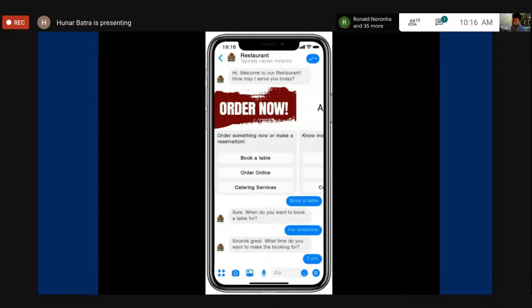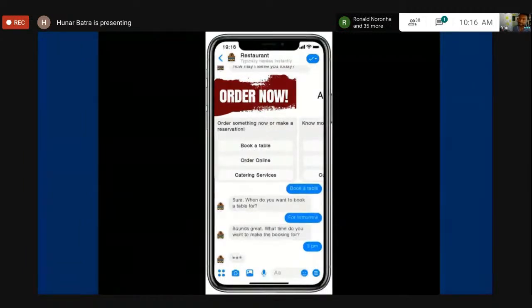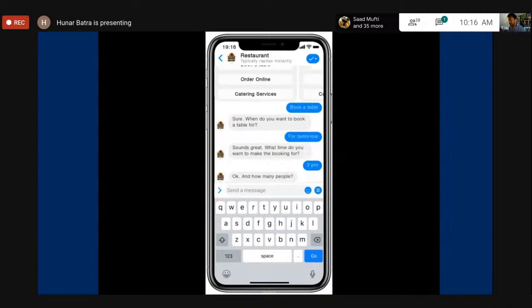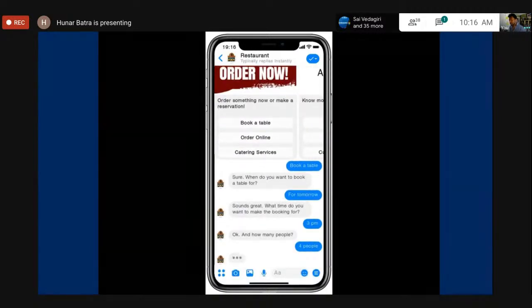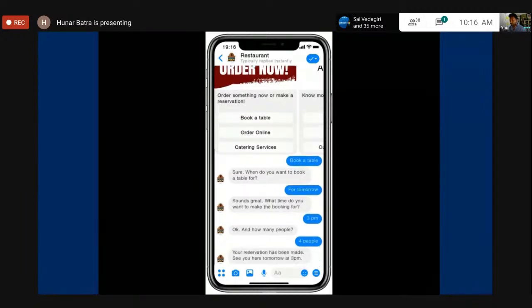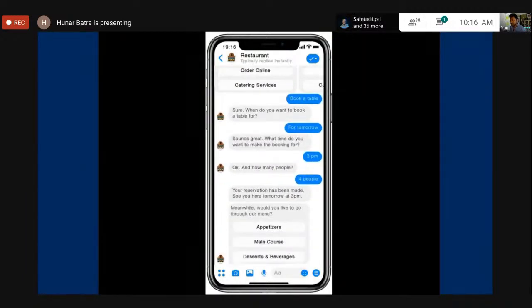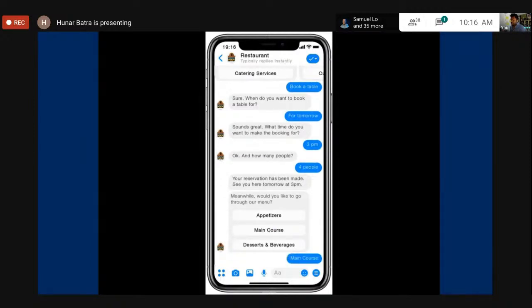So in this bot, the user is basically making a reservation at a restaurant. Once the user gives all of this information, it is then saved to the backend database, which goes to the restaurant, so that they can handle all the reservations that are being made by the bot.